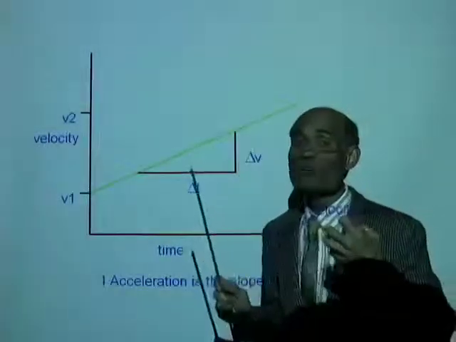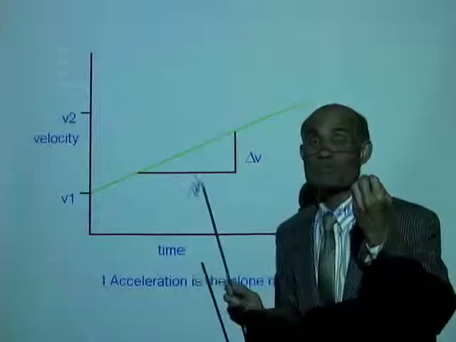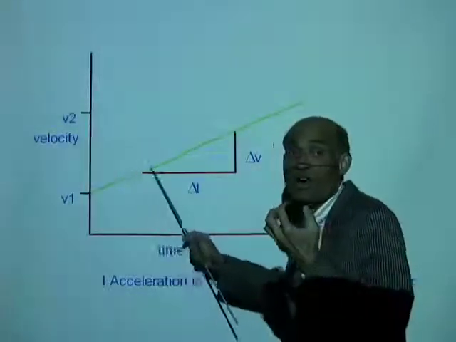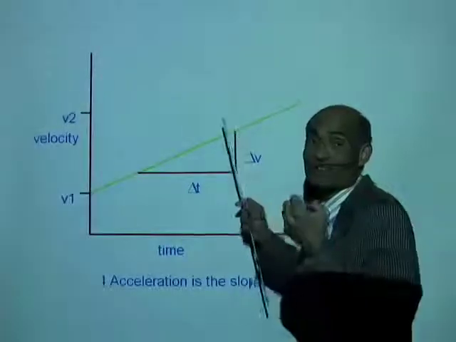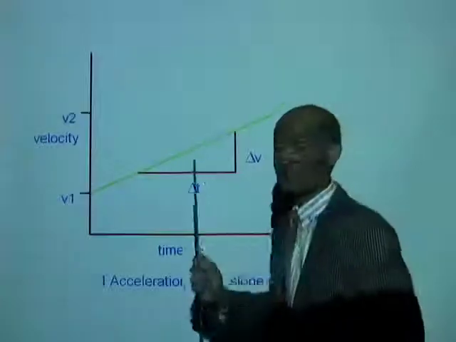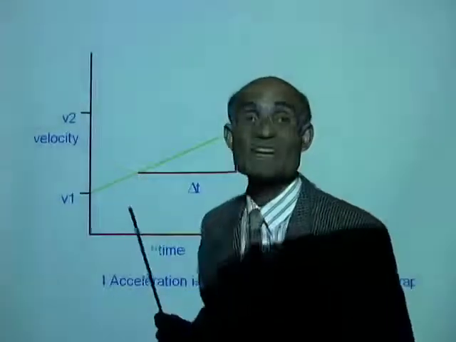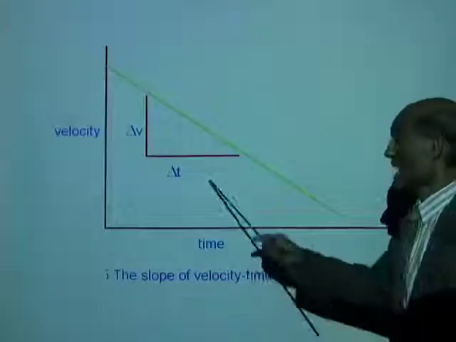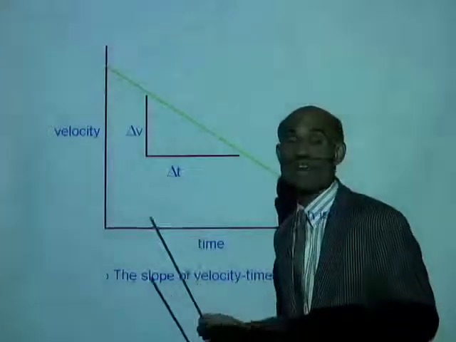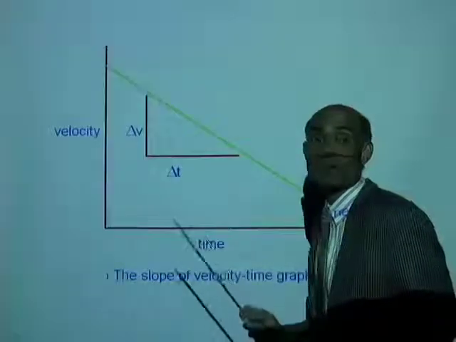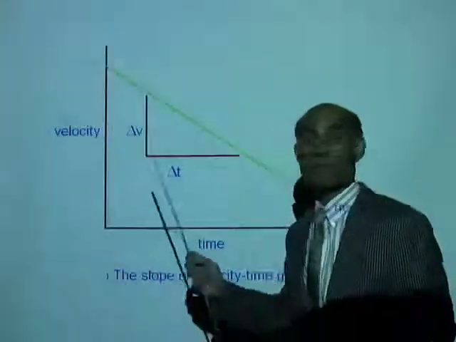How do you know if it is a positive acceleration? An acceleration is positive if the velocity keeps on increasing, right? So this is a positive acceleration. The slope of the velocity against time graph is the positive acceleration. Now look at the next graph. This is again a graph of velocity against time. What is the difference here?